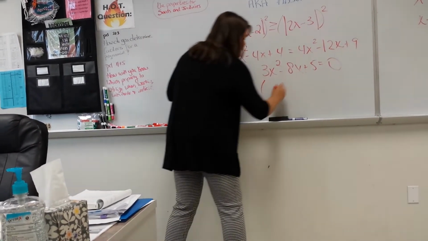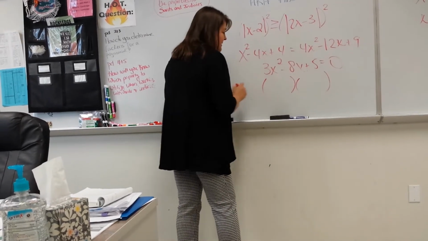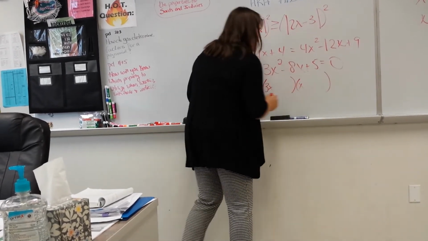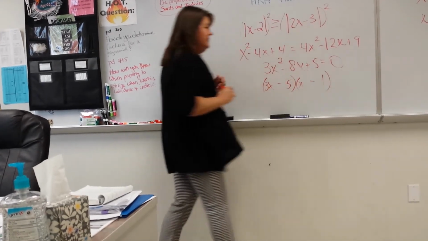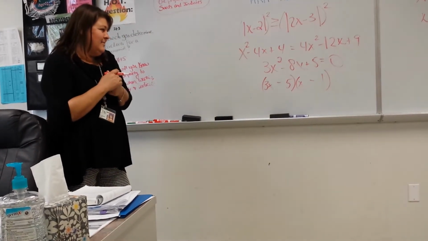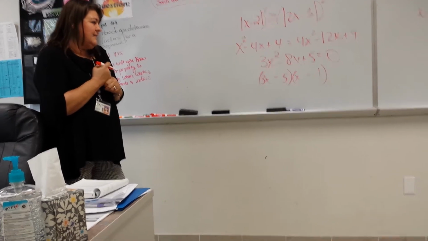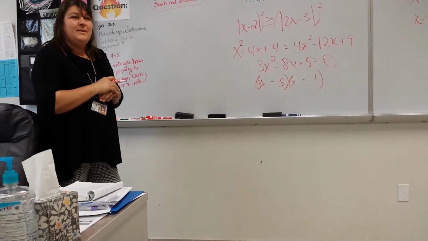Okay, so we're going to factor it out, hopefully. I'm assuming 3x and x, right? I'm going to do a 5 and a 1, both negatives. Yes, that works. 3x squared minus 8x plus 5. Sweet. What do we think?